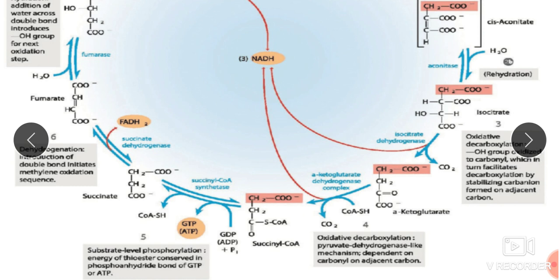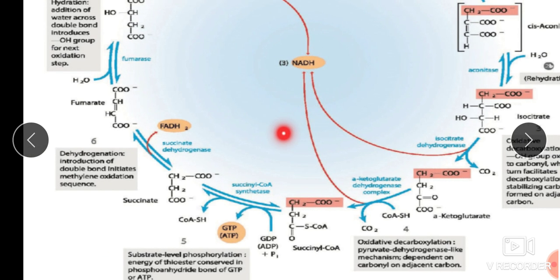The CoA-SH group is removed, and the thioester bond present in it is converted into a phosphoanhydride bond of a GTP. The enzyme necessary for this reaction is succinyl coenzyme A synthetase. The succinic acid is formed.